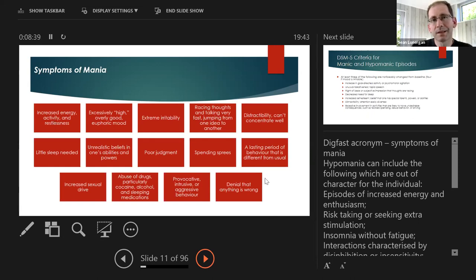I suppose one of the things just to keep in mind is it's a lasting period of behavior that's different from that person's usual behavior. So in that sense, knowing your patient is very helpful in being able to differentiate their healthy behavior patterns from perhaps a manic or hypomanic experience. Increased sexual drive and libido, and potentially risky sexual behaviors, potential for abuse of substances and sleeping medications, possibly appearing to others as more provocative, intrusive, or aggressive, and likely denial that anything is wrong.